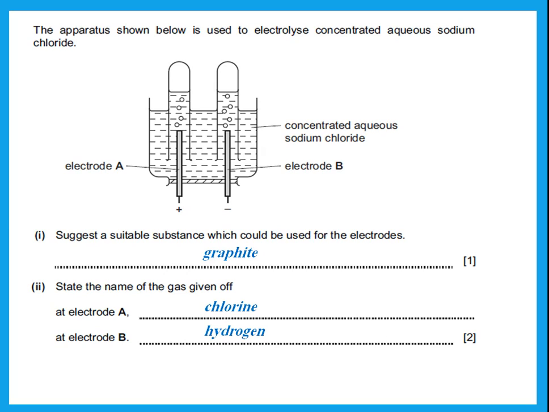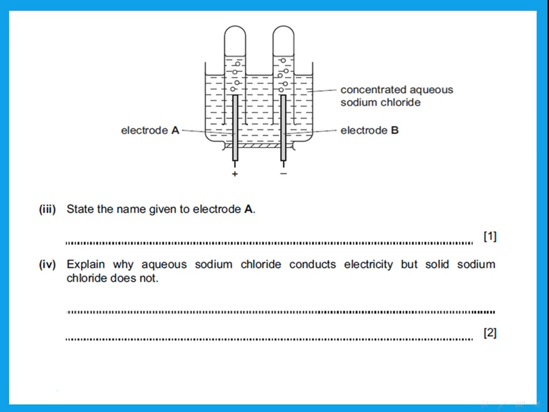We said sodium ions will not react if there is another choice. Okay, state the name given to electrode A. Well, electrode A is the positive, so it is the anode. Explain why aqueous sodium chloride conducts electricity, but the solid does not.